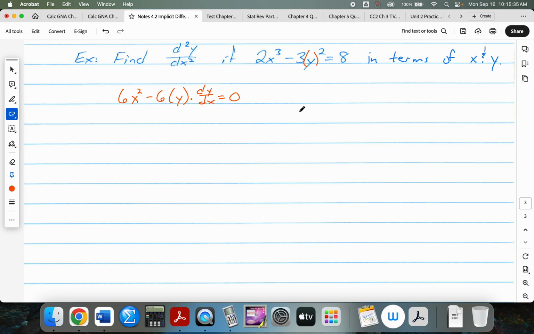Although you don't absolutely have to, I think it's a lot easier if you solve this for dy dx. So I'll have negative 6y dy dx is equal to negative 6x squared. Dividing both sides by negative 6y gives me that dy dx is x squared over y.